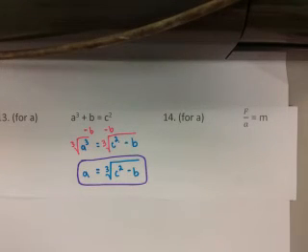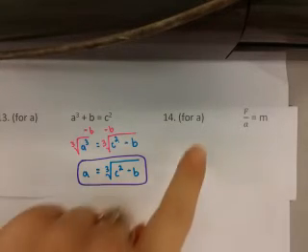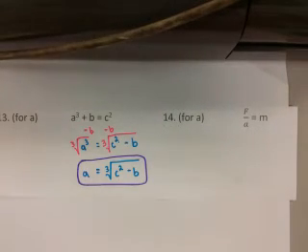Okay, problem 14. Force divided by acceleration equals mass. F divided by a equals m. This is an equation that you use in science. You'll continue to use it in science. In this case, we want to solve for acceleration. That happens. Sometimes you need to solve for force. Sometimes you need to solve for mass. Sometimes you need to solve for acceleration. It all depends on the problem and context.